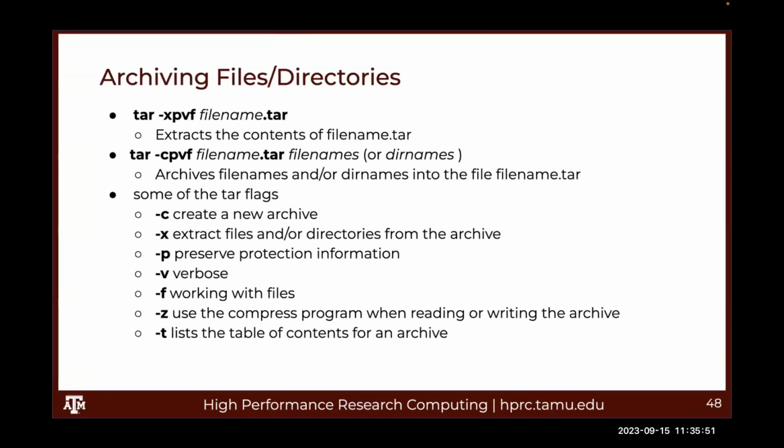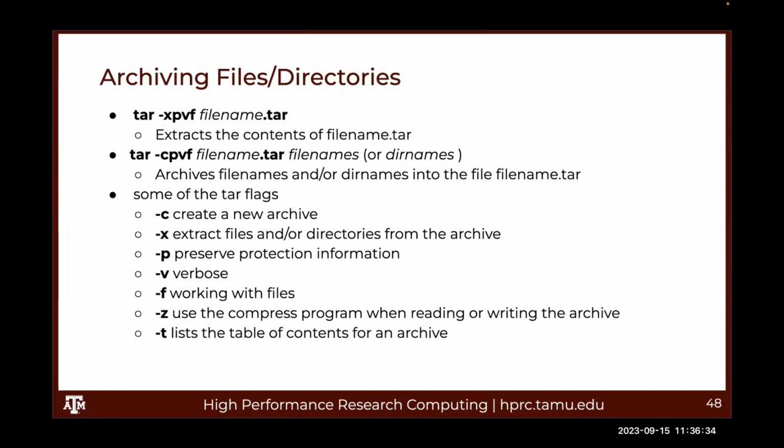All right, so another common method of archiving and compression is tar, right? To either extract or archive, we'll use the tar command, and what changes is using either the X or the C. So -xpvf, and then the name of the tar file is going to extract all the contents of that tar file. If you use tar -cpvf, it will put all of those into the file name.tar that you specify. So that C flag again creates that new archive.